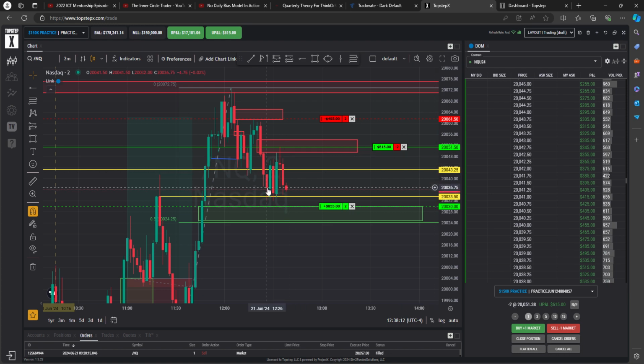Another thing with this is we're rejecting internal range liquidity, so I'm anticipating internal range liquidity to get tapped into, if that makes sense, or external right here that leads into an internal for our long positions. So here we hit. Now I'm just confusing myself, honestly.